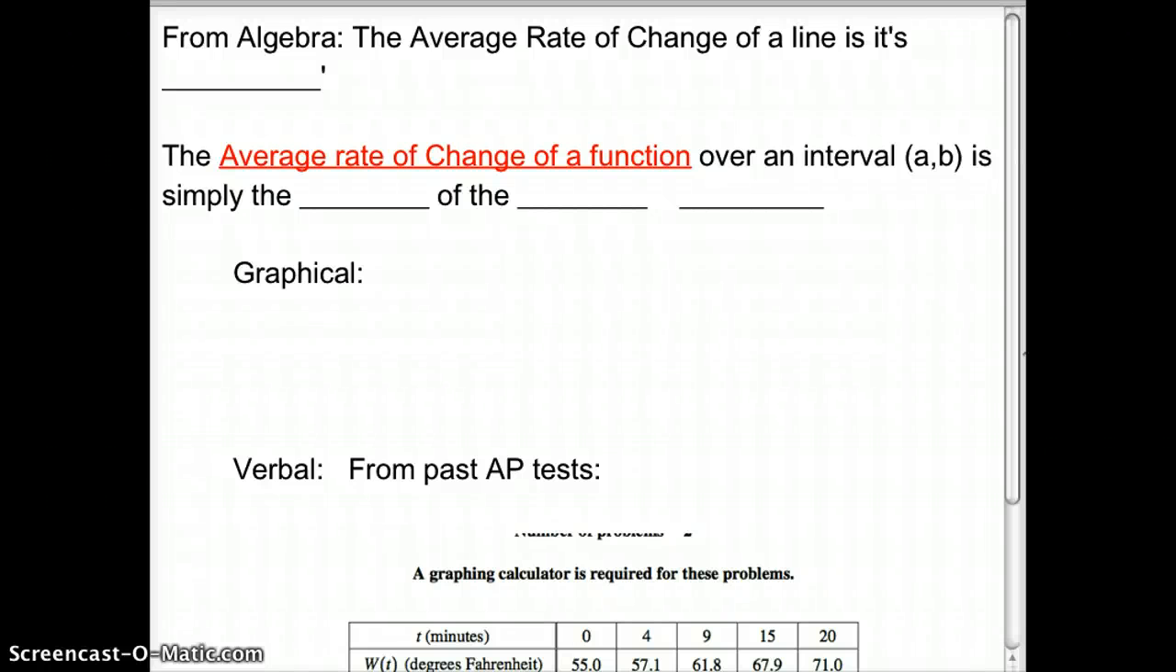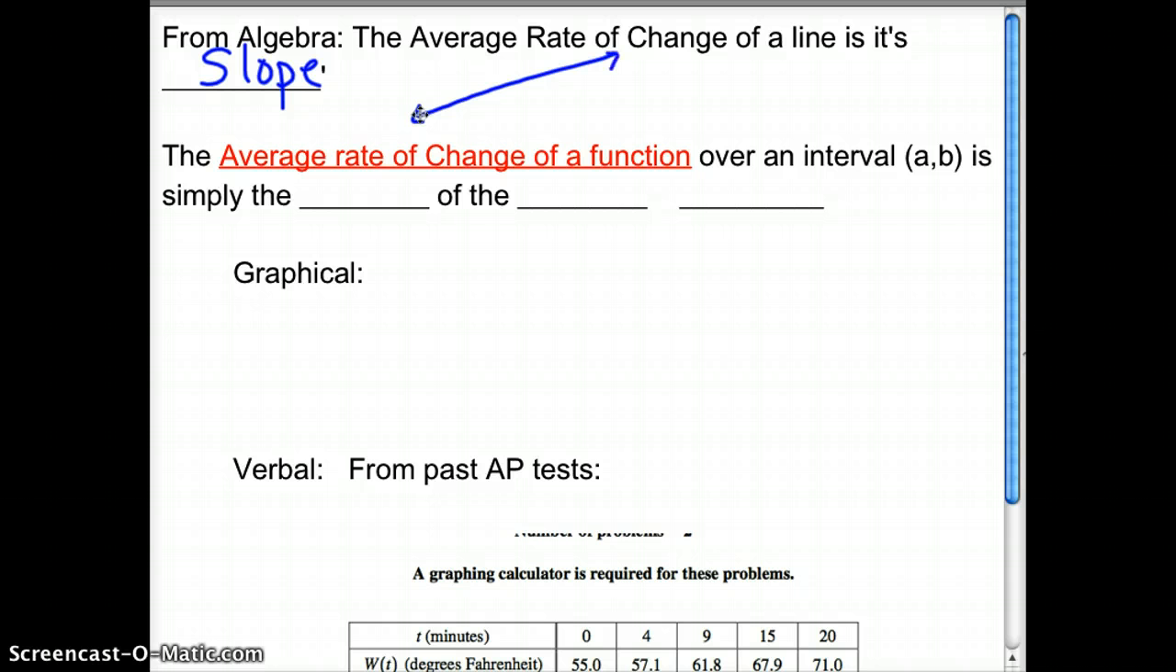These are the rest of the notes for Wednesday, and we're still in 2.1, but we're going to continue our discussion of rates of change. So, first of all, the average rate of change of a line, as you can remember from algebra, is really its slope. So, when we're talking about just lines, what's the average rate of change?